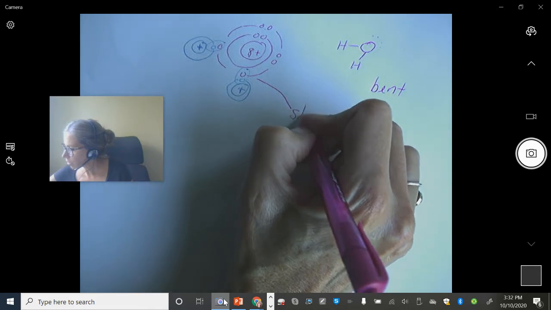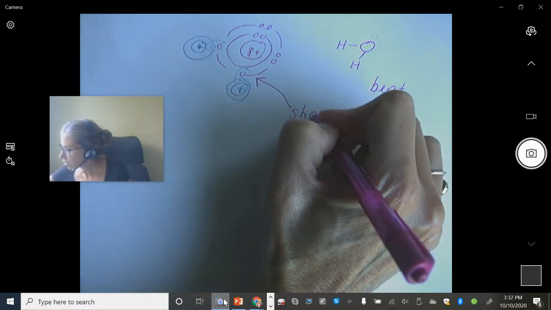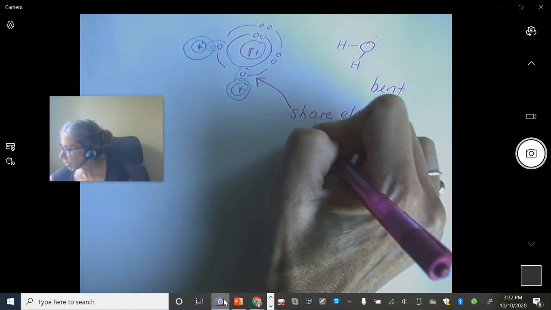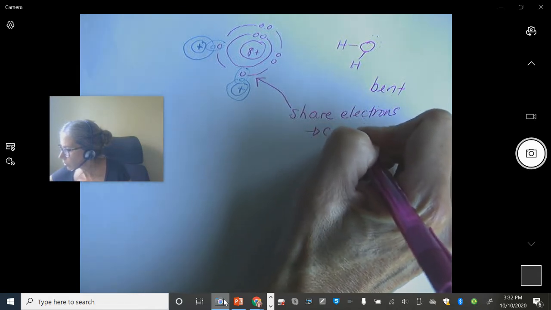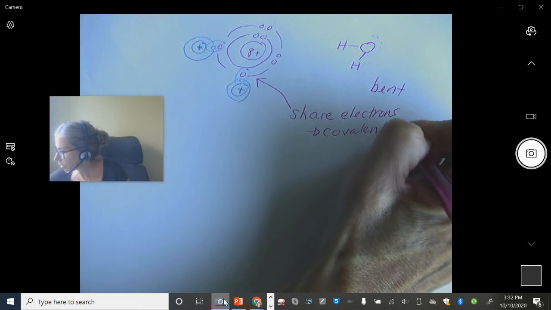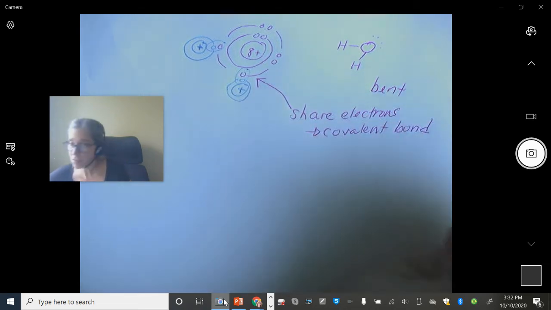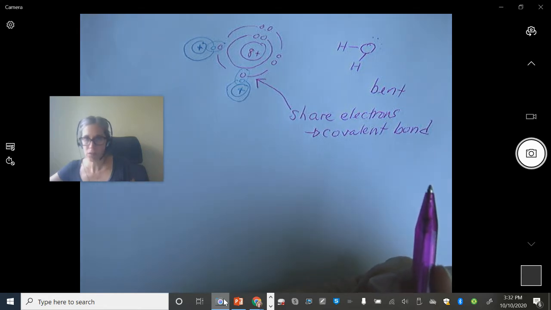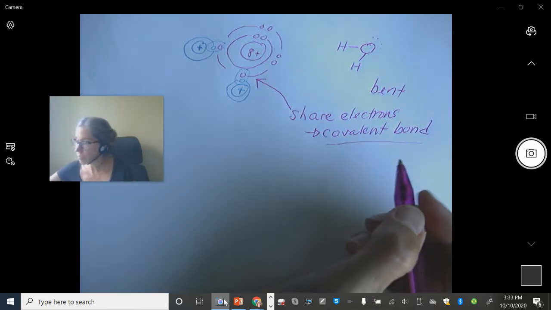I want to compare that to, and actually I should define this too. If you share electrons, you end up making a covalent bond. So a covalent bond is made by atoms sharing electrons. They could share them evenly or unevenly, so I want to show you that next. But a covalent bond is very strong.